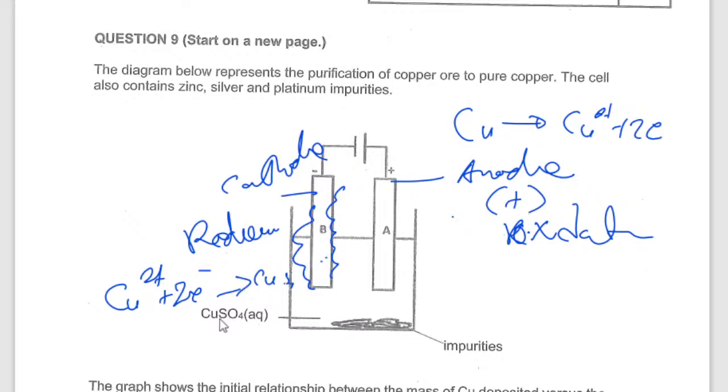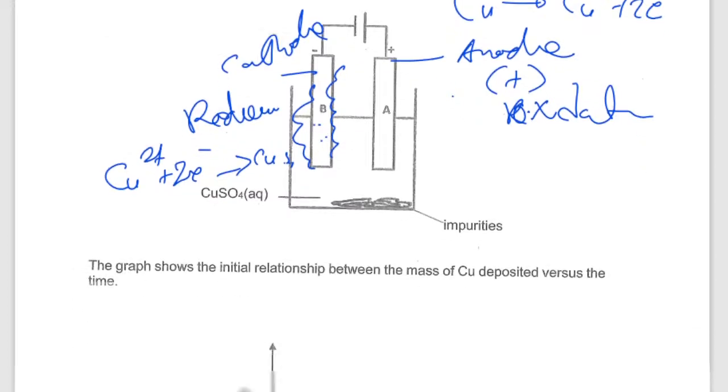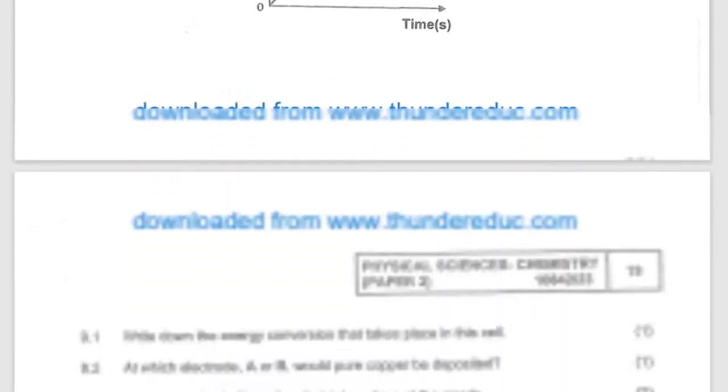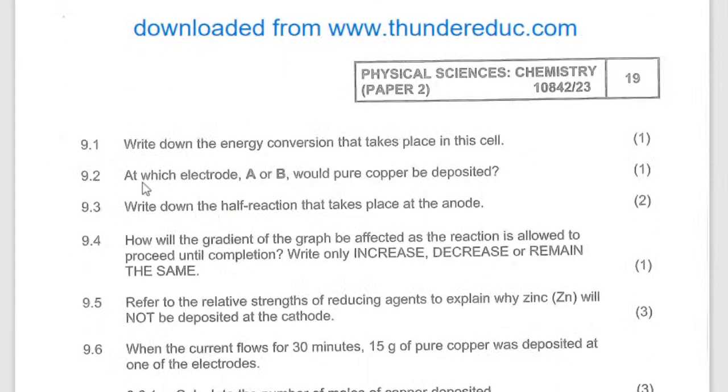because they are saying pure copper, where is it going to be deposited? So it's going to be deposited on B. And then they are saying, write down the half equation that takes place at the anode. Half equation that takes place at the anode.